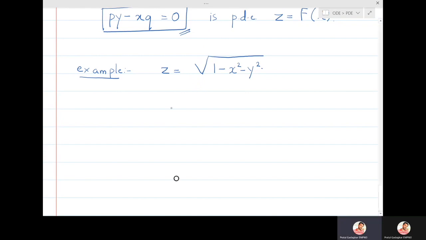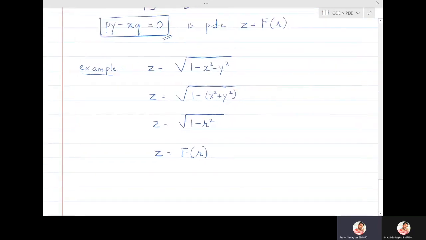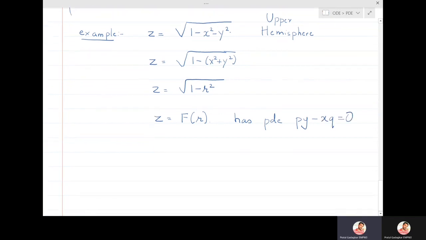So this z can now be written as square root of 1 minus (x square plus y square), which is nothing but r square. So z is equal to root of 1 minus r square. So eventually we understand that this z is a function of r. And as we have seen above, if z is equal to f of r, which is a surface of revolution about z axis, then this upper hemisphere is determined by the partial differential equation py minus xq is equal to 0. Okay, let us go to one more example.